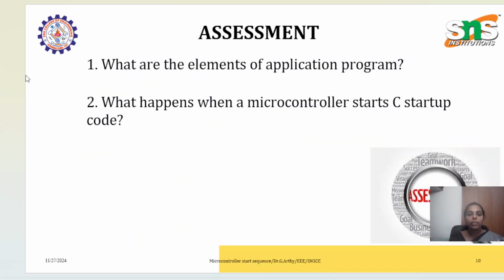And this is for your assessment. Many questions can be asked for assessment. You can have self assessments too. Here, for motivation, you have been given two questions. What are the elements of the application layer, the application program? What happens when a microcontroller starts the C startup code?